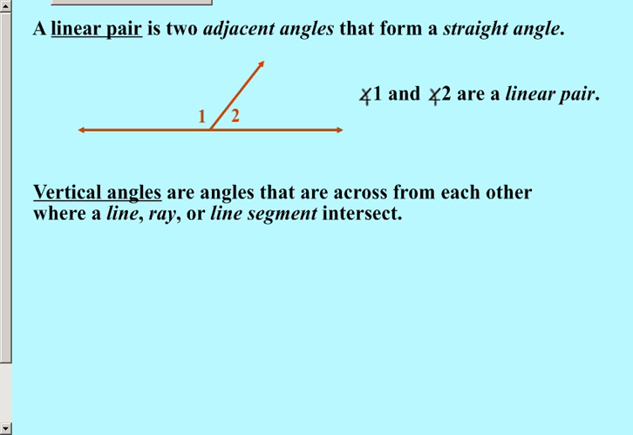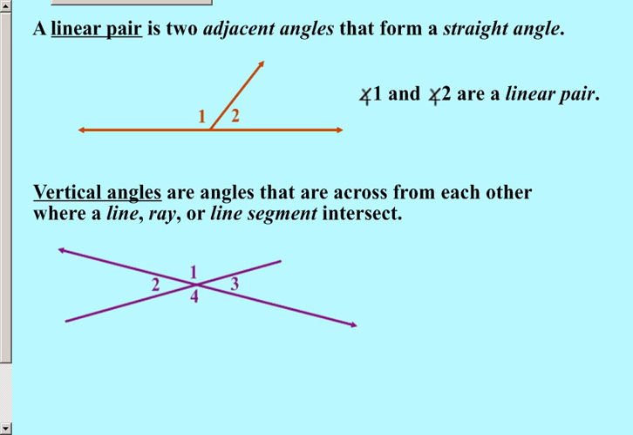Here's another one that causes us problems, and again, this is an issue with conflict between the geometric language and the English language, and this term is vertical angles. Typically when we think of the word vertical in the English language, people think vertical means up and down, so vertical angles must be up and down from each other, and that is not really true at all in a geometric diagram. Vertical angles are angles that are across from each other wherever lines and rays and line segments intersect.